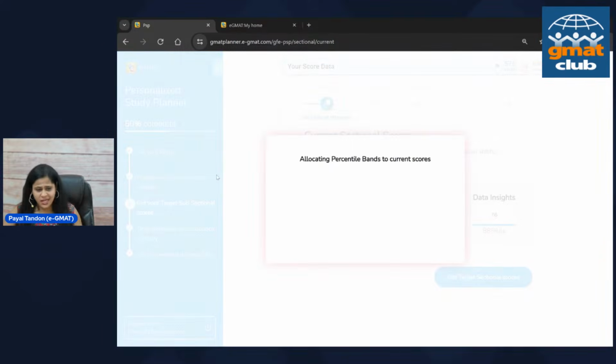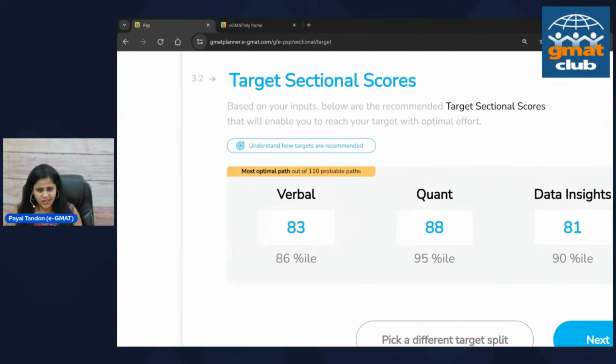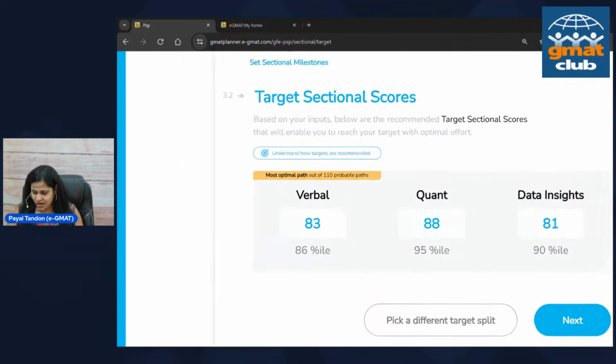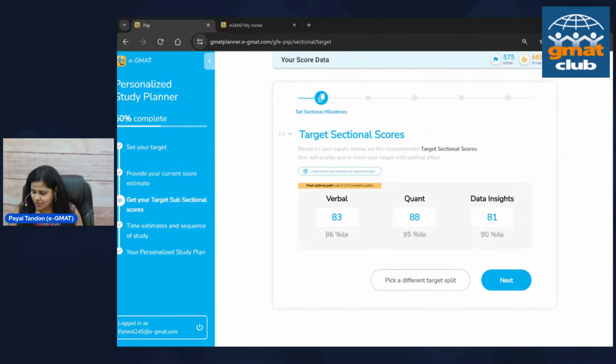And now the system is going to look at what my target score is, look at what my starting scores are, and understand my relative strengths and weaknesses. It's really relative strengths and weaknesses that it's going to understand. It's going to look at about 110 probable paths, and it's going to give me the most optimal path to my target GMAT score. So it says you go in verbal, you target an 83, in quant, you target an 88 because quant is your strength, and in data insights, you target an 81.